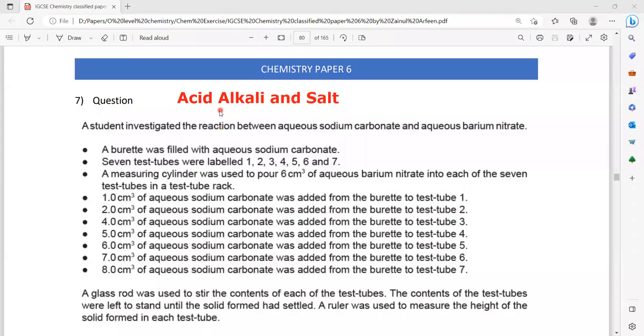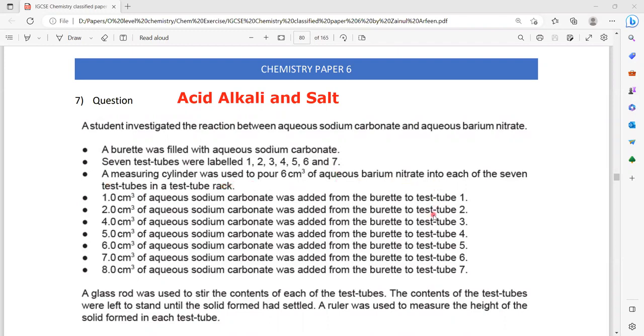So, classified paper 6, topic acid, alkali, and salts. Question 7: a student investigated the reaction between aqueous sodium carbonate and barium nitrate. A burette was filled with aqueous sodium carbonate initially, and 7 test tubes were labeled 1, 2, 3, 4, 5, 6, and 7. A measuring cylinder was used to pour 6 cm³ of barium nitrate.